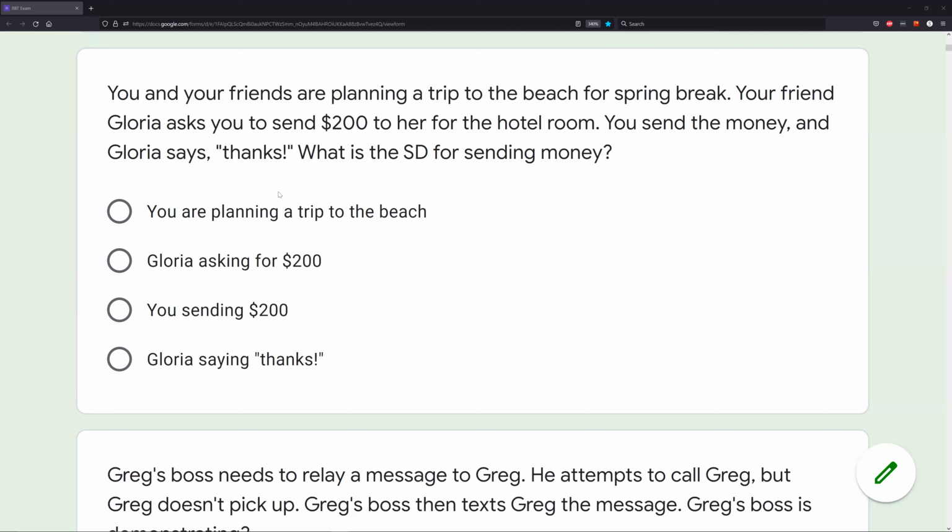Gloria saying thanks is the reinforcement for sending the money. So when Gloria asks you to send 200, it signals reinforcement is available for sending the money. That's how an SD works. It signals a consequence is available. B or C, you sending 200 is simply the response. And then D, Gloria saying thanks, again, is just a consequence for you sending the money. So again, what is the SD for sending money is going to be Gloria asking for the $200.